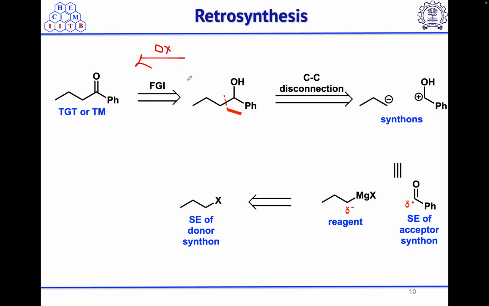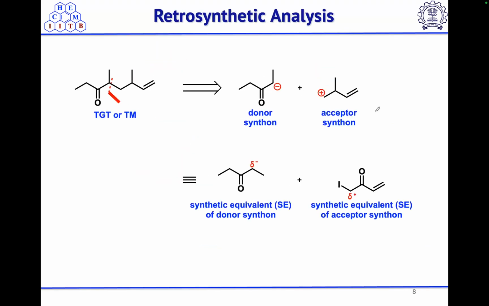Now if we think about the C-C bond disconnection approach, what you will basically get is this negatively charged donor synthon, and this carbon has a positive charge, so this is the acceptor synthon. From where can we get this donor synthon? This is basically a carbanion or alkyl anion. We already saw the alkyl anion.